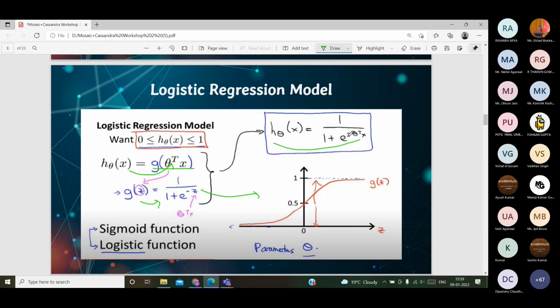And here, what we were using, this is basically z. It was originally h theta x, but now we have converted it into a whole new function. The h theta x part comes here, and this is z. So this is our new logistic regression model.